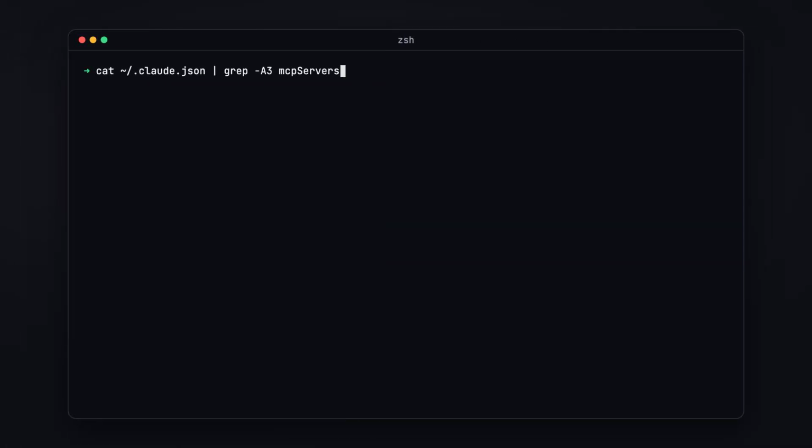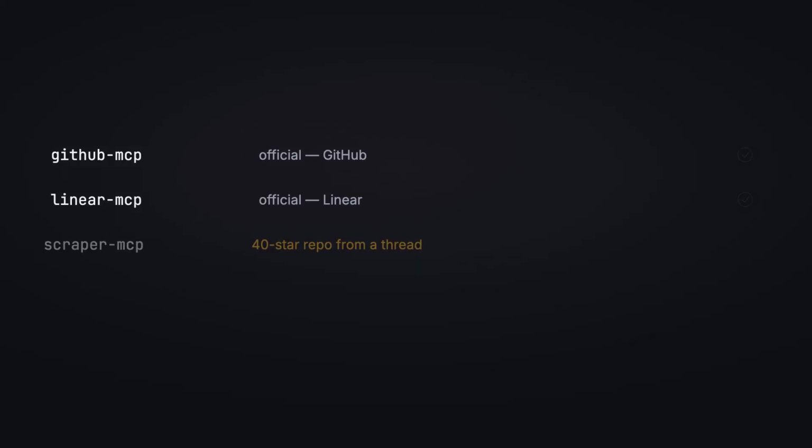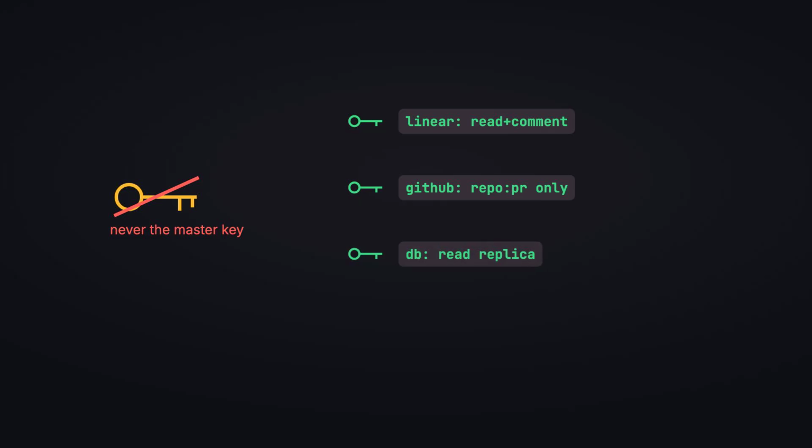So what would we actually do starting today? First, the inventory. List the MCP servers really plugged into your agents, and remove the ones you no longer use. Then sort by provenance. An official server from a known vendor, yes. A 40-star GitHub repo found in a thread, no, not until you've read what it does with your data. Then the rights. Give each server a dedicated token with the minimal scope, never your master key, and rotate those tokens like you would for any production system.